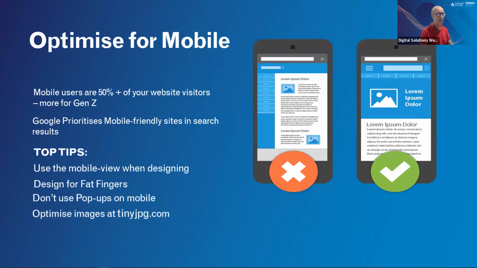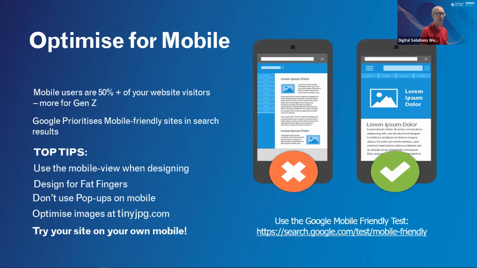So don't use pop-ups, like I said before, on mobile. If you can, turn them off on mobile, and delay them so they're not in the above the fold section. And you need to optimize your images if they're too large, and you can do that on a range of different online platforms. Tiny JPEG, for example, is one of them. And try your site on your own mobile, or maybe not, but at least to see how friendly it is, how easy it is to navigate, for example. And you can use the Google mobile friendly test as well.